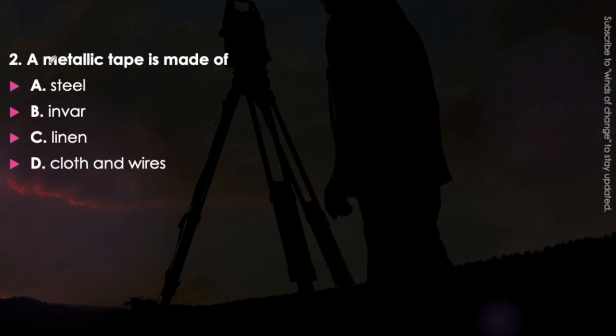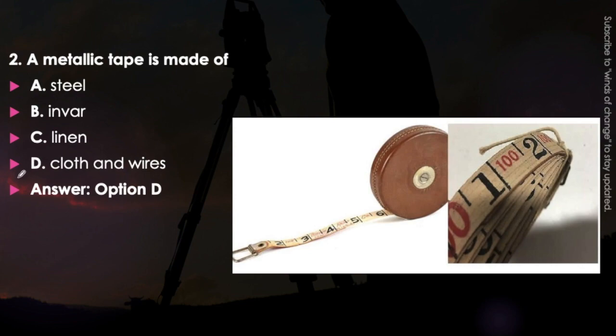Next question. A metallic tape is made of steel, invar, linen or clothes and wire. It is an easy question. Just think about it. The metallic tape will not be made up of steel because that will be called as steel tape. So what will be the answer? It will be option D, that is clothes and wires. The metallic tape will be made up of clothes and wire.